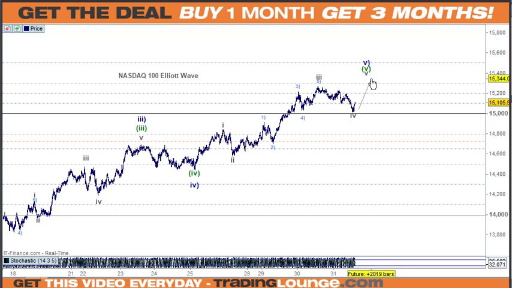So we're looking for one more little move up here, and then we should see some sort of corrective pattern that should stay within group 1 and group 2 here of the 15,000. So this is going to give us a nice setup in this space here. We just need to give it a little bit of time.